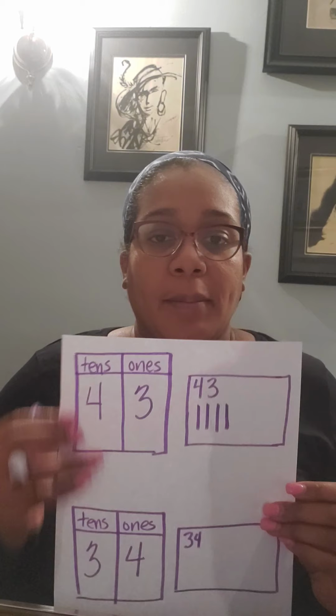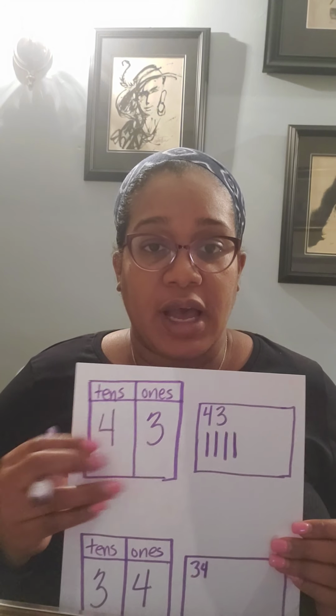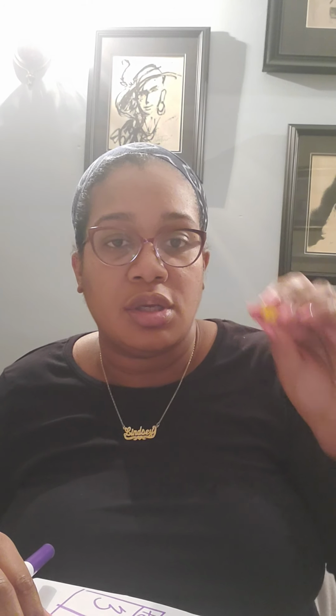My place value chart tells me I have 3 ones. I need to draw 3 ones. Ones are like little squares, or I like dots, and the dots represent them just as well. So I have 3 of them. 1, 2, 3.